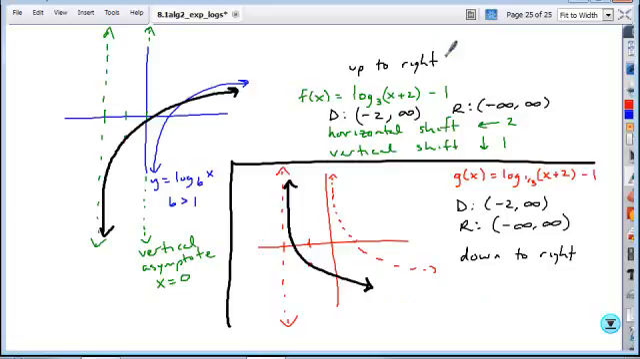Okay, I think these are the only pieces of information I asked on the graphing questions.